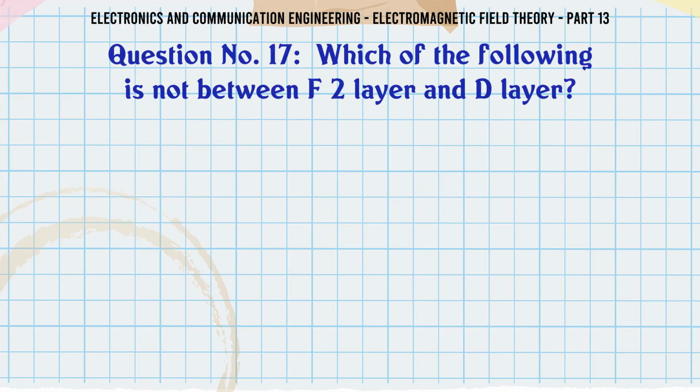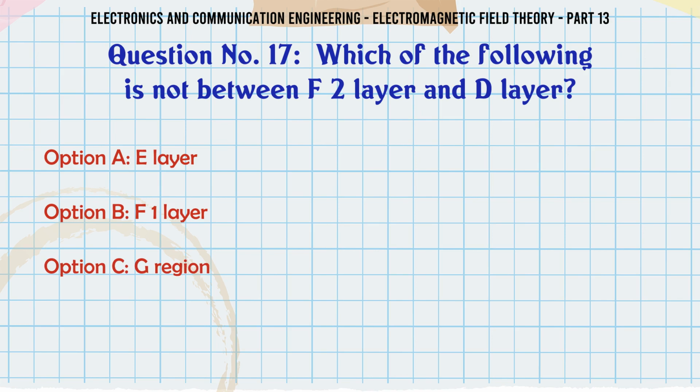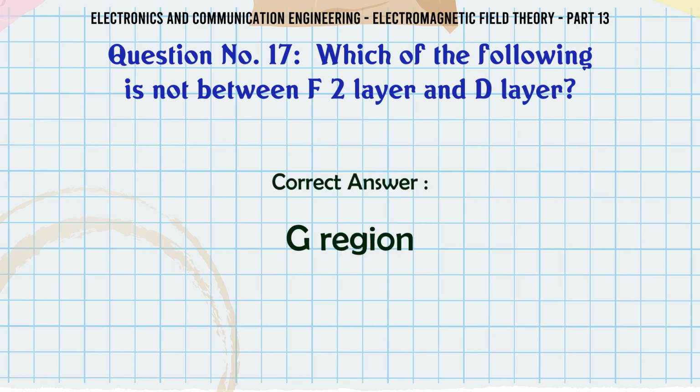Which of the following is not between F2 layer and D layer? A. E layer, B. F1 layer, C. G region, D. All of the above. The correct answer is G region.